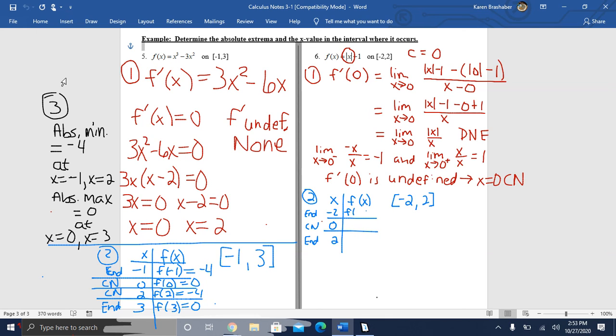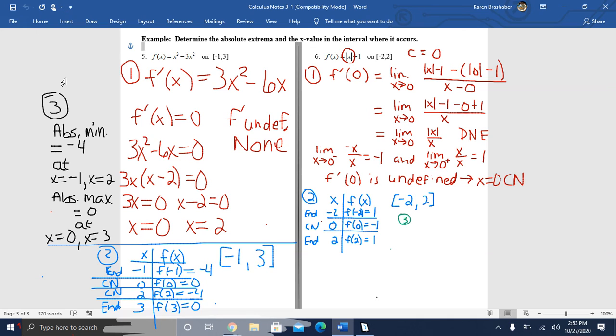So f of -2, putting -2 in place of x in the original function, you'll end up with 1. At f of 0, in the original function, you'll end up with -1. And plugging in 2 to the original function, you will end up with 1. So there's the evaluation, and then finally your conclusions.